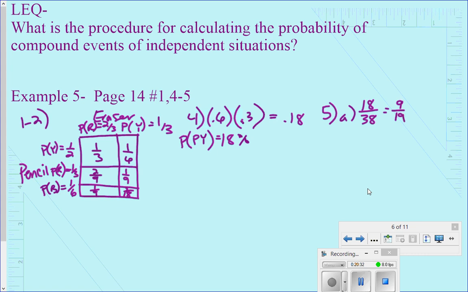Okay. Next, not red. Well, if it's not red, then it's the rest. So that would be 20 out of 38. And that simplifies to 10 out of 19. And then part C, we want to bet twice on red. So what's the probability it lands on red twice? That would be the 9/19 times 9/19 again. Those are independent events, which gives me 81 over 19 times 19, which is 361.